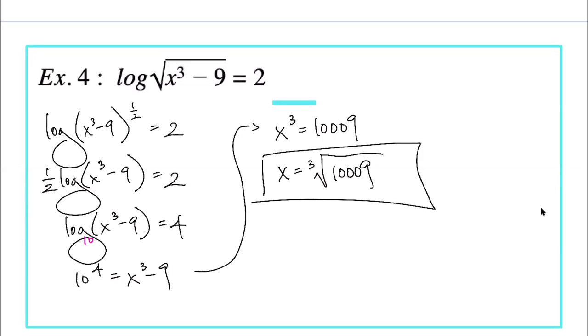Those properties of logs definitely are really helpful in making things a little bit easier when we solve our equation.